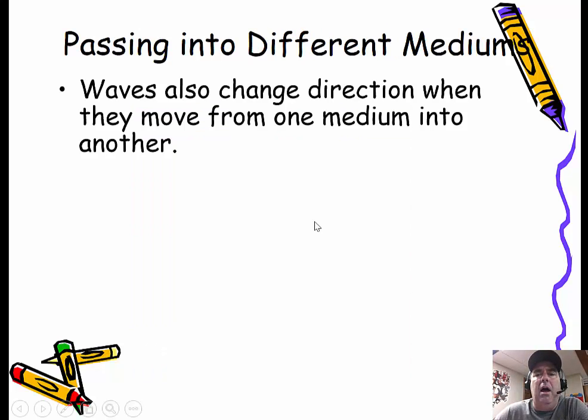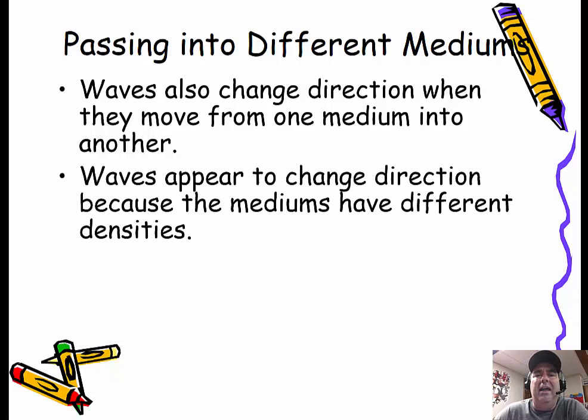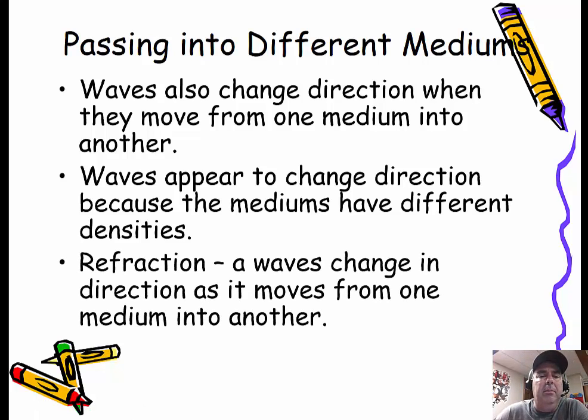Sometimes waves will change direction when they go from one medium into another, like air and water, and things like that. And the reason why they change direction is because the densities of the mediums are different from one another. One's going to be faster, one's going to be slower. And that's going to be refraction. Refraction is a wave's change in direction as it moves from one medium into another.